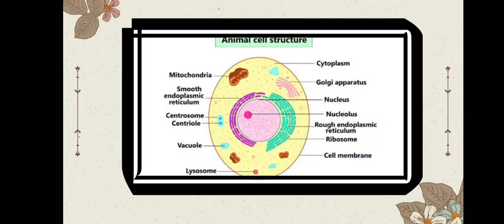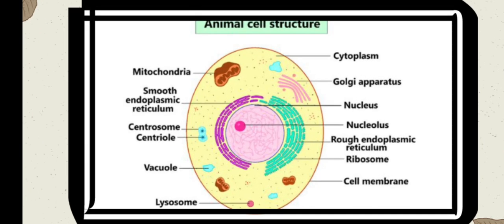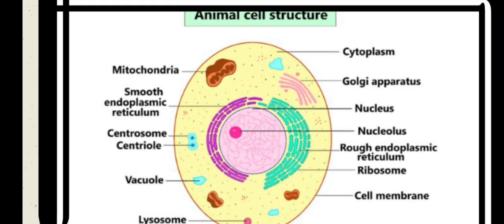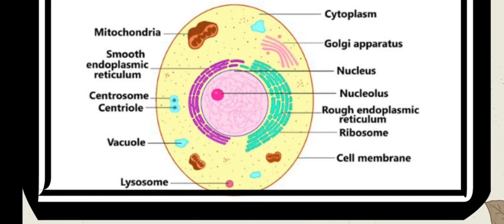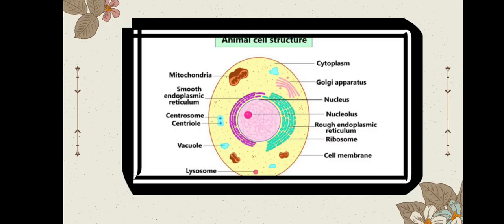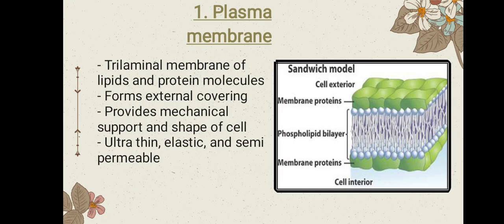So first of all, let me show you the animal cell structure, which contains cytoplasm, Golgi apparatus, nucleus, nucleolus, rough ER, smooth ER, ribosome, vacuole, lysosome, mitochondria, and all those things that are present in the plant cell as well. There is a slight difference, and that difference we are going to see in this video. So first, the plasma membrane.